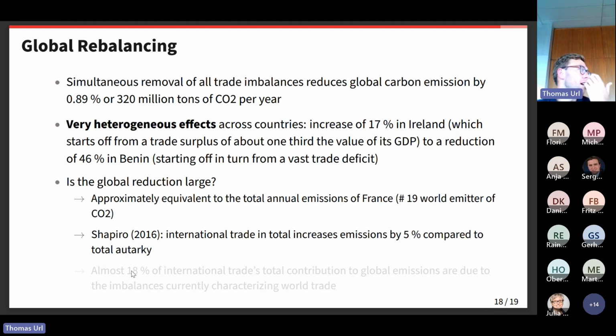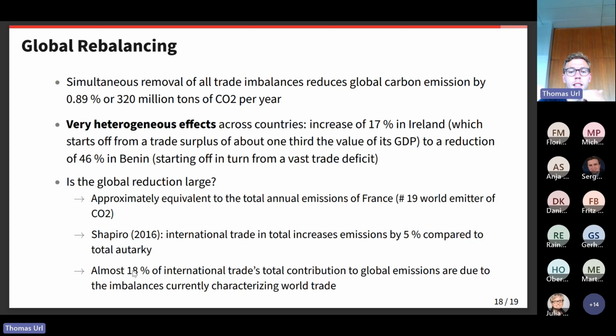And then he says, okay, we would reduce global carbon emissions by 5%, which is like the extreme scenario, moving to autarky, obviously. And then when you compare 0.9% to this, almost 80% of international trade's total contribution to global emissions are due to imbalances that currently characterize world trade.